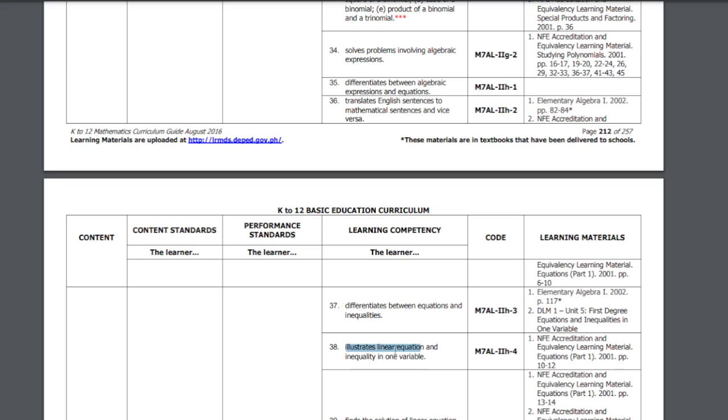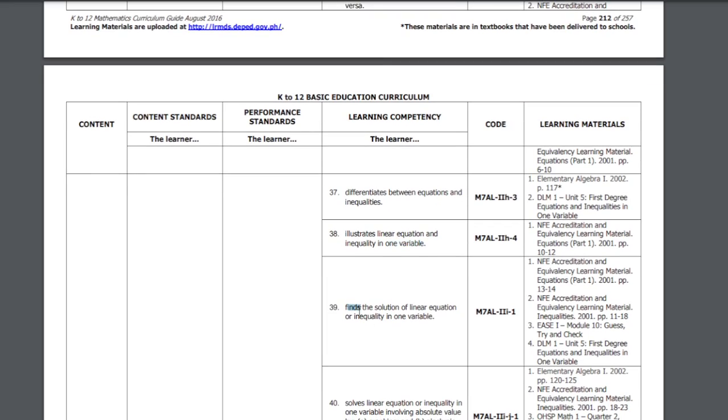I'm going to illustrate linear equation and inequality in one variable. Next year, you're going to learn about two variables. Find the solution of a linear equation or inequality in one variable. So now, equations and inequalities are in one competency. But for next year, you'll see how complex it gets when you have two variables. For now, we have one variable.